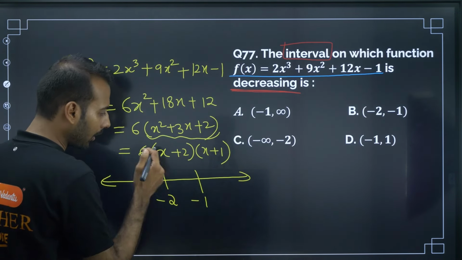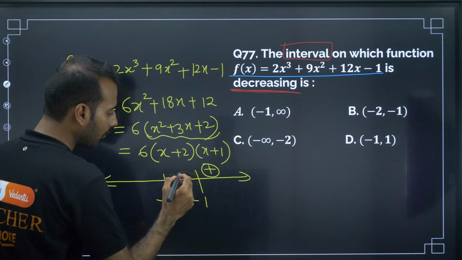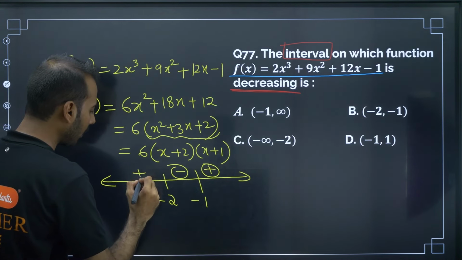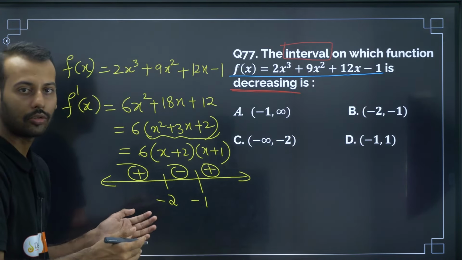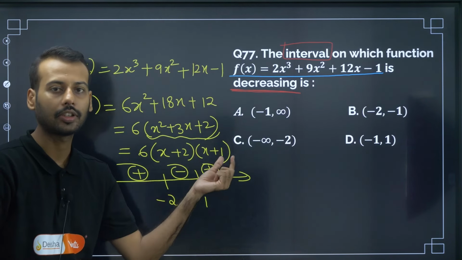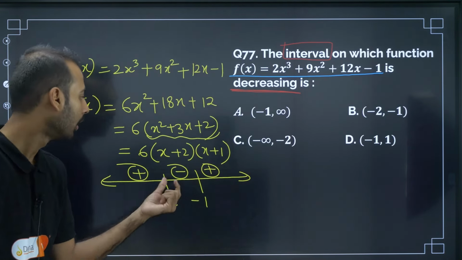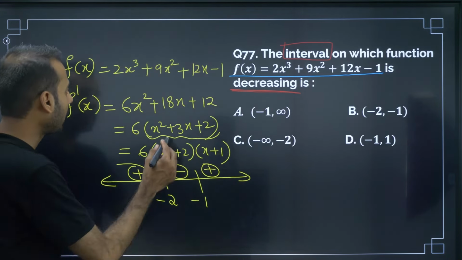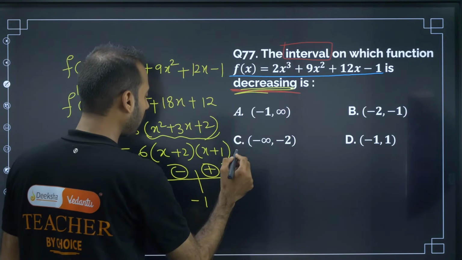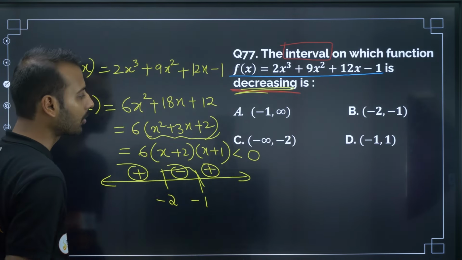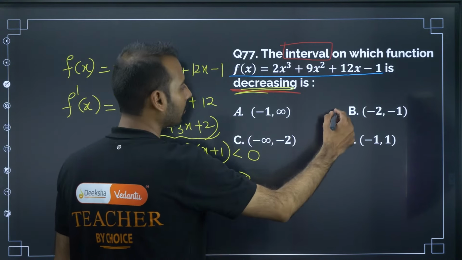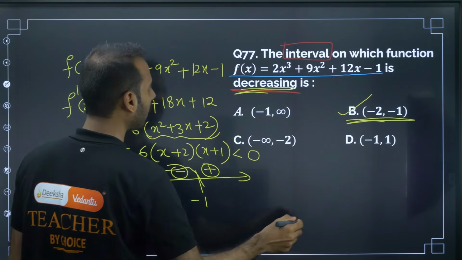After taking critical points, using the wavy curve, we mark this positive, this negative, and this positive, negative. Using the wavy curve, or else you can consider this equation and equate all that, you will get it. Next, decreasing means what? It should be less than 0. So when it is less than 0, from -2 to -1 it is decreasing. So B is the answer for this.